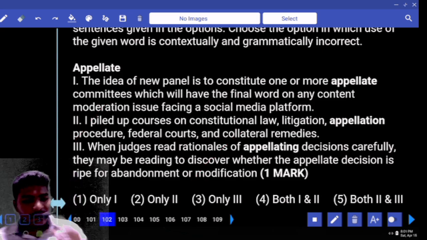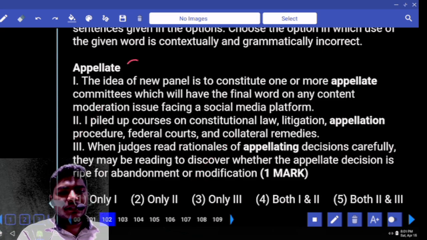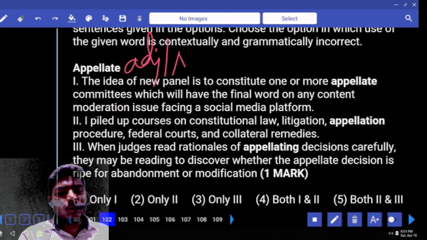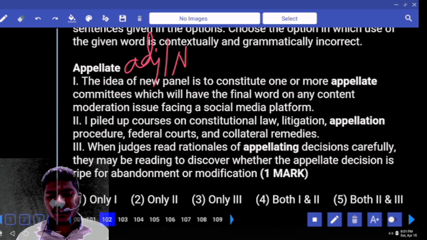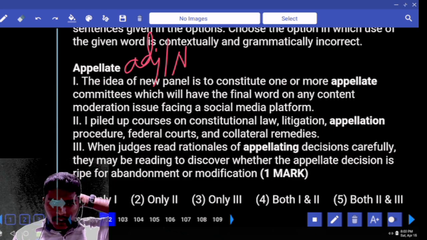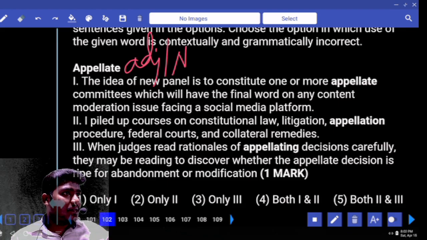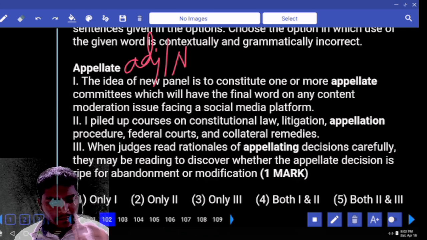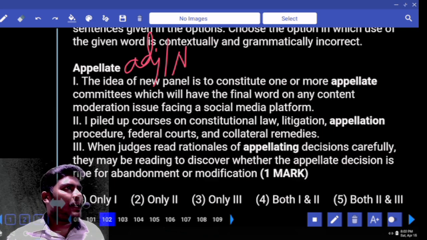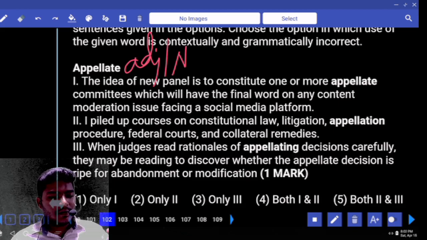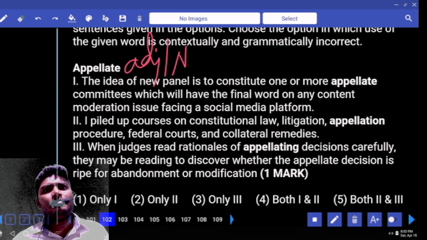What is the word? Appellate. Appellate is both an adjective and also a noun. It is only a noun and adjective. Write down the meaning of appellate. It is only an adjective or noun. Write down the meaning: a decision taken by a panel. Basically, judgment.